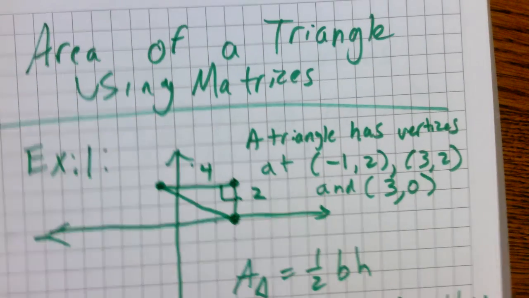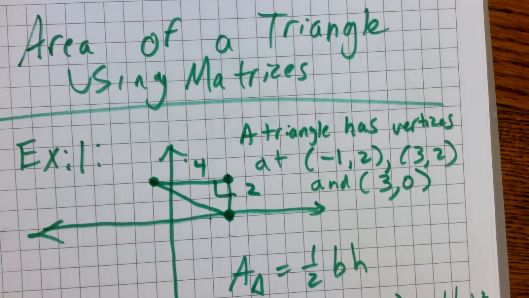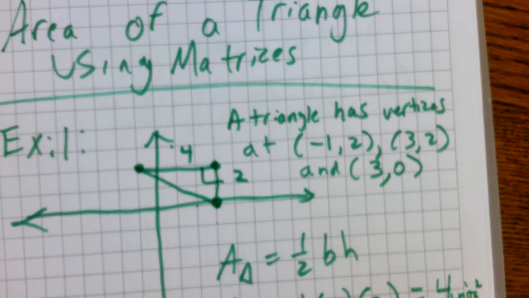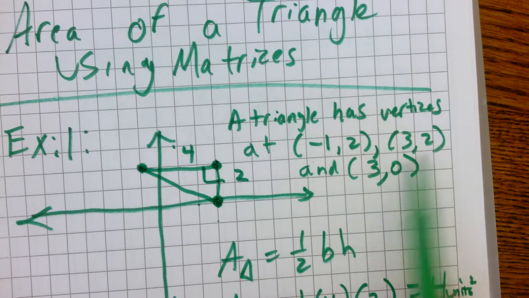All right, we're going to talk about areas of a triangle using matrices. This is part 3. This will be the last one that we go over today for this week. Example 1, I'm going to show you. A triangle has vertices -1, 2, 3, 2, and 3, 0.